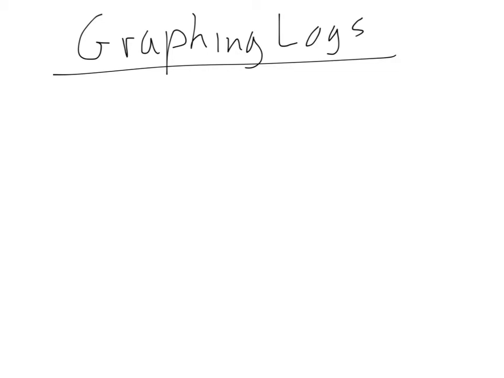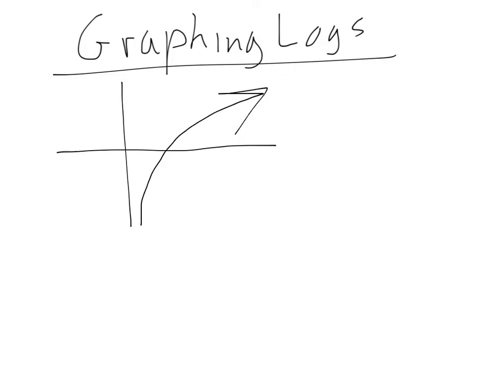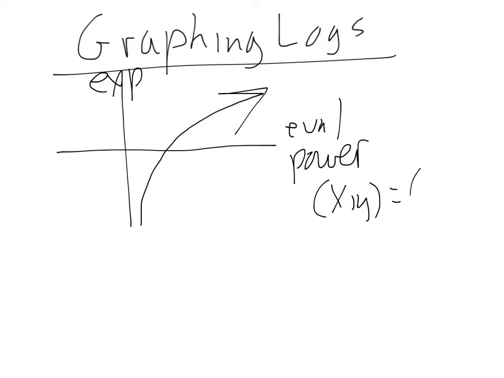Just really quickly, let's take a look at what our basic log curve looks like. We know that the exponent is on the y-axis and the evaluated power is on the x-axis. So the point (x, y) equals (evaluated power, exponent). It has to be (1, 0), because if the evaluated power is 1, the exponent has to be 0.